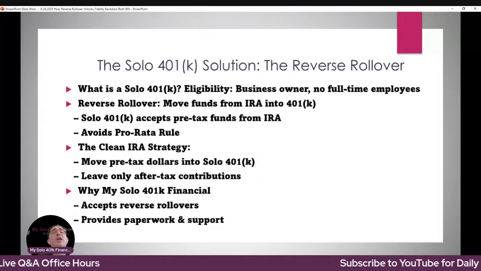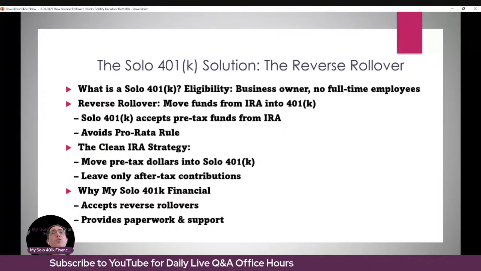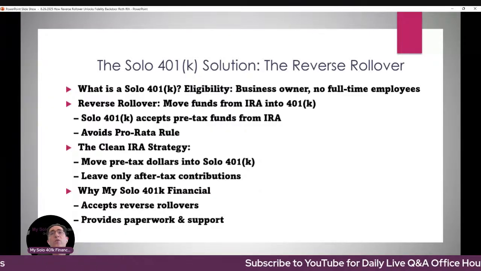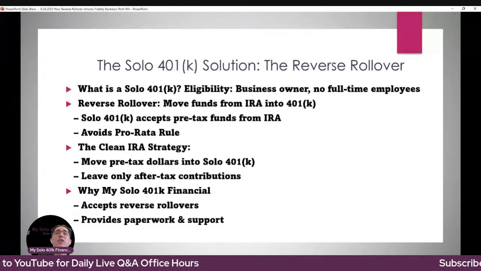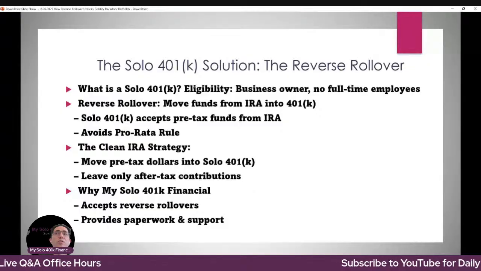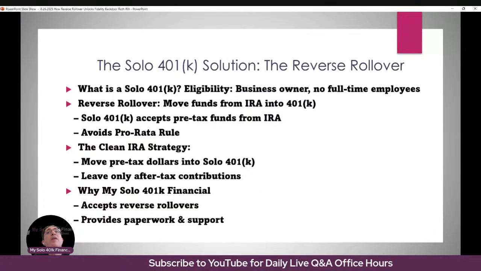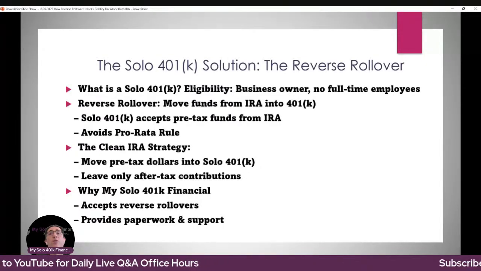Because now when they go to make those non-deductible IRA contributions, step one, as part of the Backdoor Roth IRA transaction, and then they get to step two to transfer those funds to their Roth IRA, they'll only have after-tax funds. They'll only have non-deductible funds in their IRA. So they'll have a clean IRA, a clean slate. So the clean IRA strategy, again, involves moving those pre-tax dollars into the solo 401k, leaving only after-tax contributions in your IRA, allowing someone to make that backdoor Roth IRA contribution without triggering a taxable event.